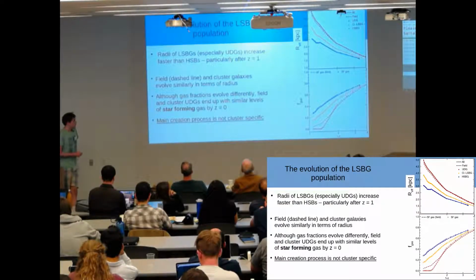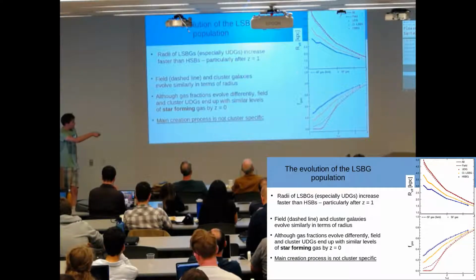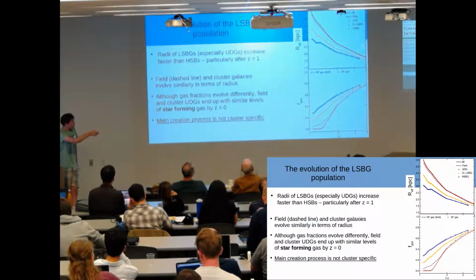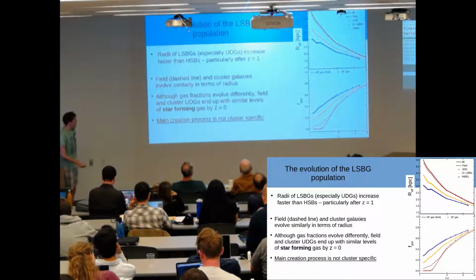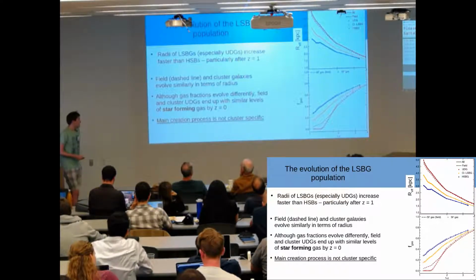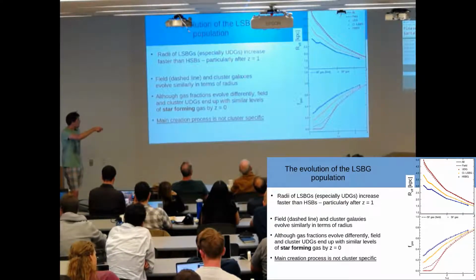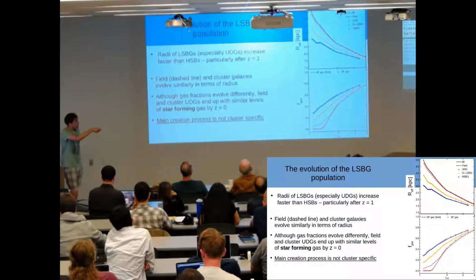In terms of the evolution of the effective radii and the gas fractions, here I'm showing effective radius as a function of redshift for the same three populations. After about redshift 1, for UDGs and classical LSBs, there's a fairly sharp upturn in effective radii, which is about when things are falling into clusters. But the dashed line, which shows field galaxies only, shows they're evolving very similarly in terms of radius for UDGs.